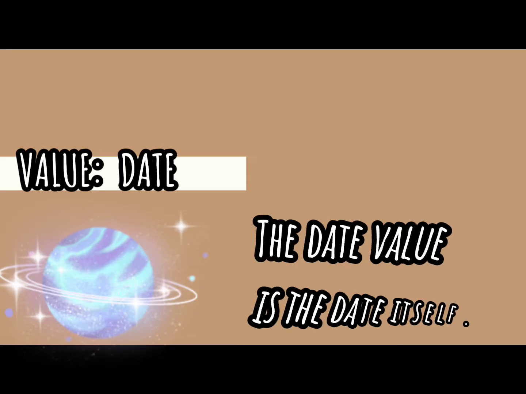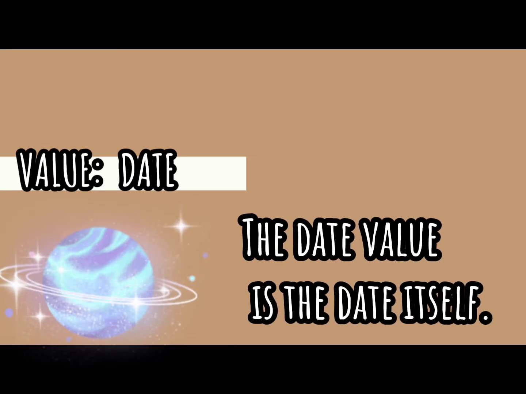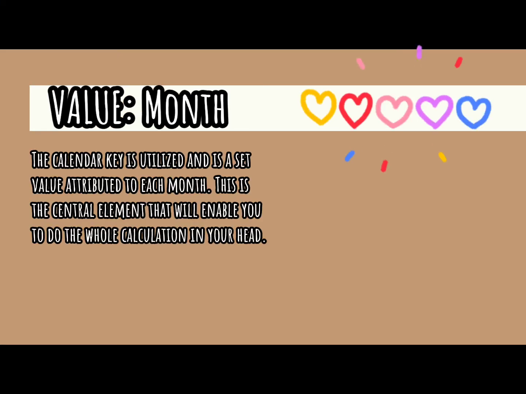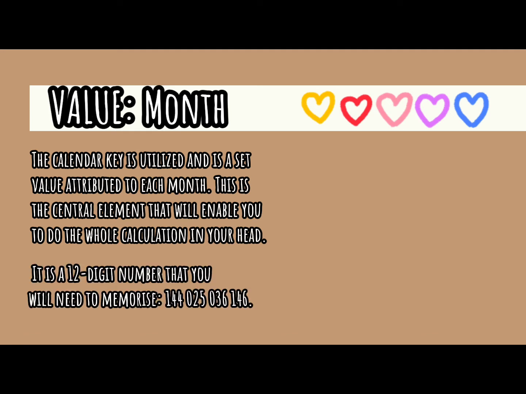Next is the value of date. The date value is the date itself. The third one is the value of month. The calendar key is utilized and is a set value attributed to each month. This is the central element that will enable you to do the whole calculation in your head. It is a 12-digit number that you will need to memorize.